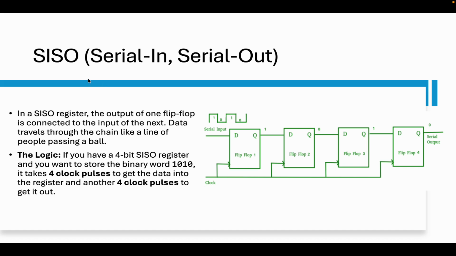First, we have serial in and serial out. In a SISO, the output of one flip-flop is connected to the input of the next. Here, this Q is connected to the input of flip-flop 2. Then we have the output of flip-flop 2 connected to the input of flip-flop 3. In this way, the clock is connected to all the flip-flops.